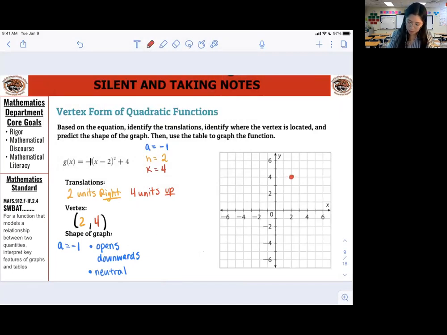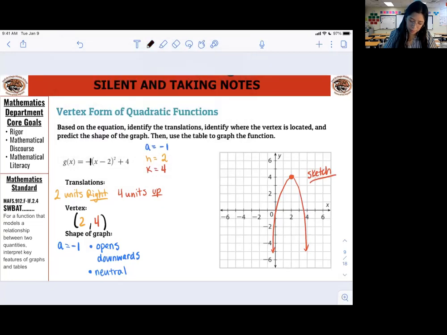All right, 2, 4 opens downward, no stretching, no compressing. I think it can go a little bit wider than that. Maybe something like that. But that's just a sketch. I don't know for sure quite yet, but let's find out. Let me move this over a little bit. Okay.